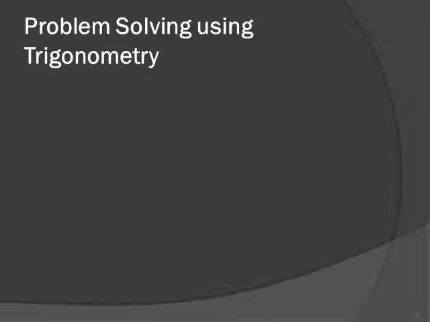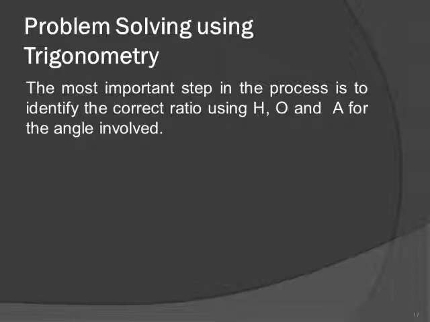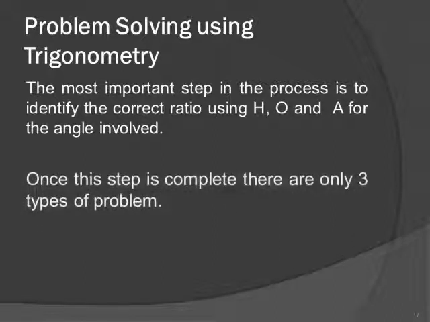Let's now look at trying to solve problems using trigonometry. The most important step in this is to actually identify correctly the H, O and A for the angle involved, because once this step is completed, there's only 3 types of problems. The first thing is getting the correct ratio, whether it's sine, cos or tan, and you do that using the H, O and A.